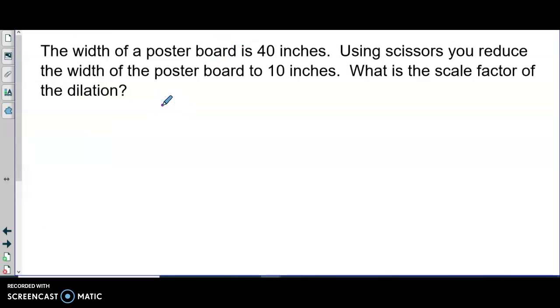All right, the width of a poster board is 40 inches. Using scissors, you reduce the width of the poster board to 10 inches. What is the scale factor of the dilation? All right, so it's important that we note that we're reducing it.